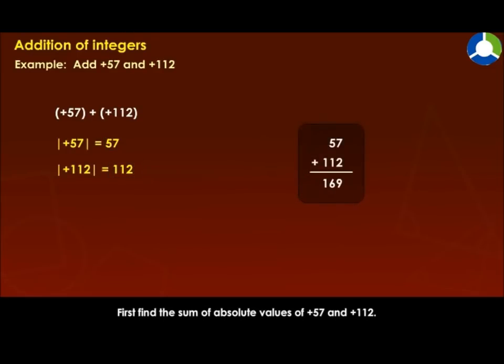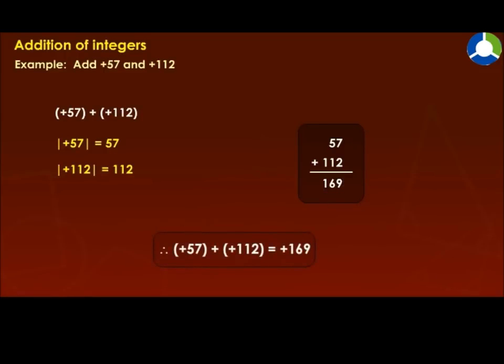First, find the sum of absolute values of positive 57 and positive 112. The sum of their absolute values equals 57 plus 112 equals 169. Therefore, positive 57 plus positive 112 equals positive 169.